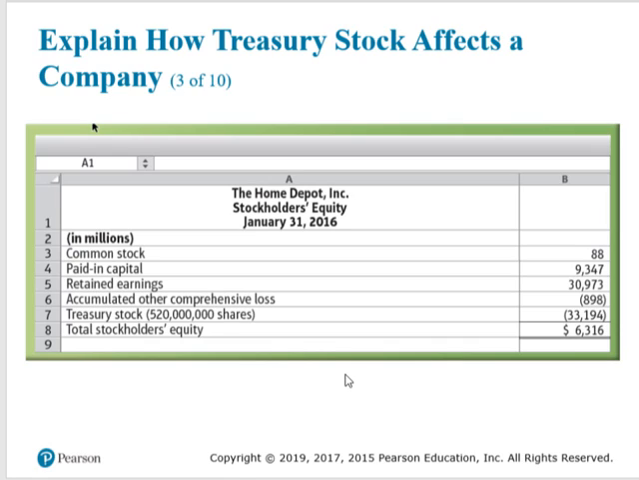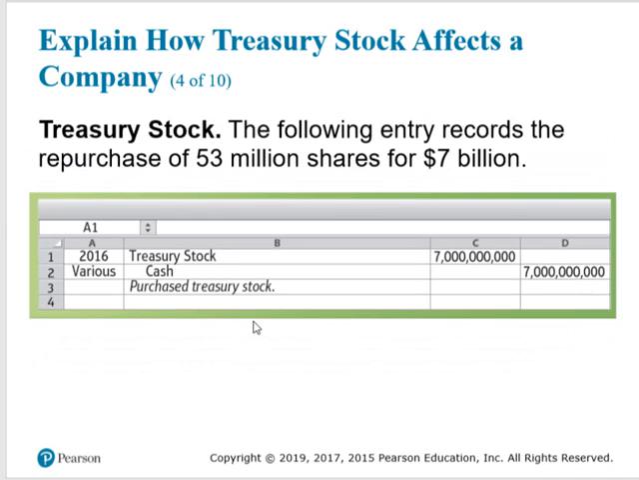This is the equity section of Home Depot's balance sheet. Notice that treasury stock is a deduction and is the next to the last item. The journal entry for the repurchase of shares of stock is illustrated here. Debit treasury stock and credit cash for the amount paid.